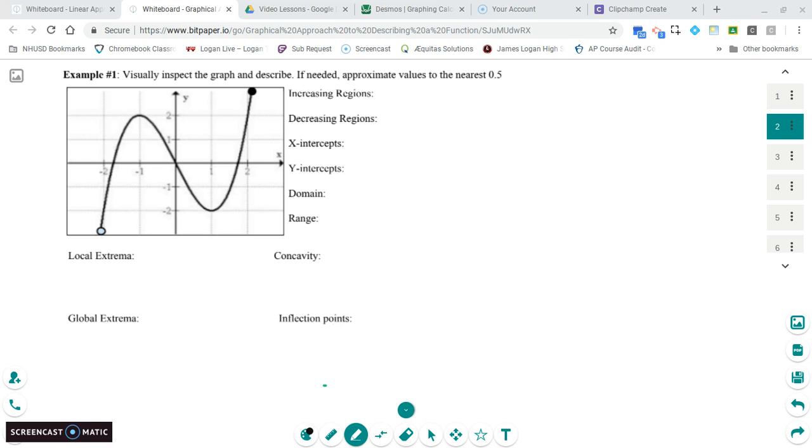All right, this is the first example for the graphical approach to describing a function. What we're going to do is a visual inspection of a graph and then describe it using the terms that were given in the previous video. You may need to do some approximations, so feel free to go to the nearest half a unit or possibly a quarter of a unit, but you don't have to be too precise, all right?